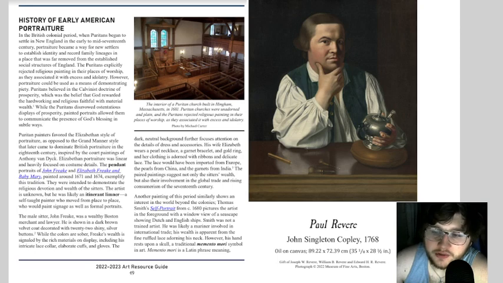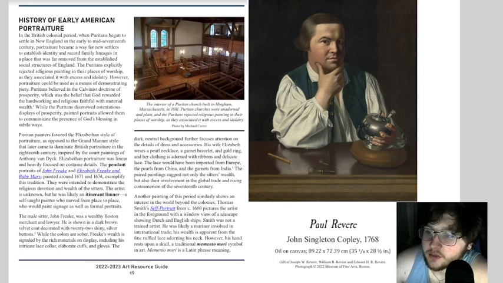They were intended to demonstrate the religious devotion and wealth of the sitters. The artist is unknown, but he was likely an itinerant limner, a self-taught painter who moved from place to place, who would paint signage as well as formal portraits. The male sitter, John Freake, was a wealthy Boston merchant and lawyer. He is shown in a dark brown velvet coat decorated with 22 shiny silver buttons. While the colors are sober, Freake's wealth is signaled by the rich materials on display, including the intricate lace collar, elaborate cuffs, and gloves.